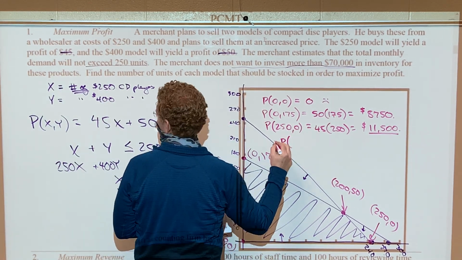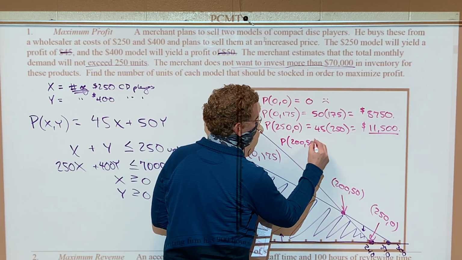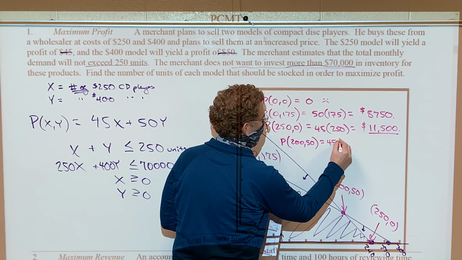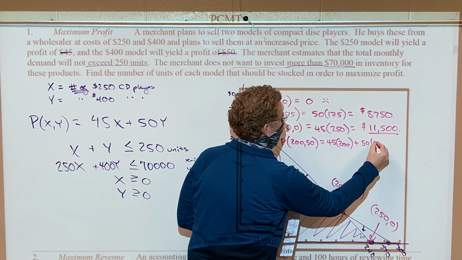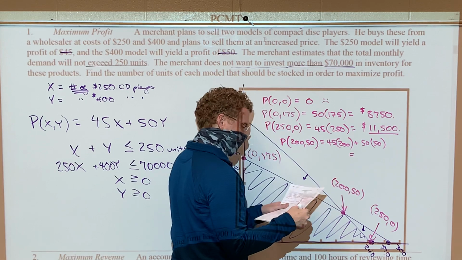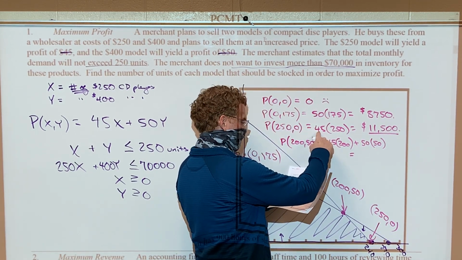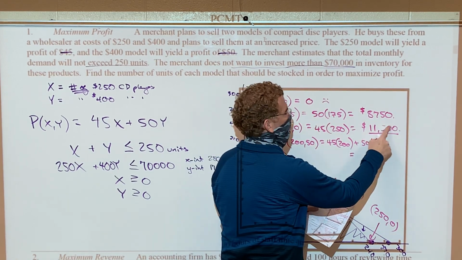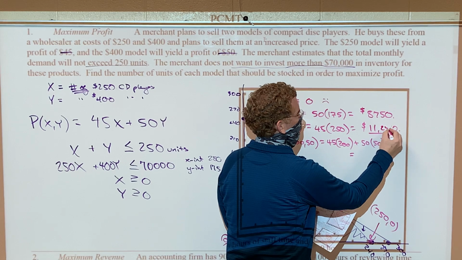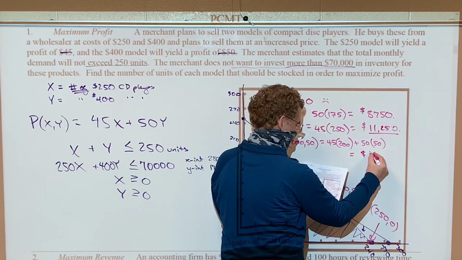So if I plug in the 200, 50, I'm doing 200 of the 45 and 50 of the 50, and when I multiply those two together, I get 11,250, not 11.5. And then when I do this one, I get 11.5.